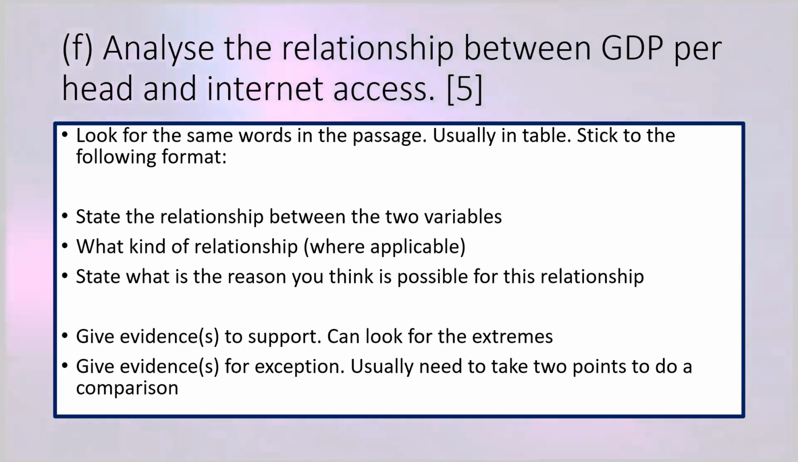Because it's an analyze question and a 5 mark question, you've got to look for evidence to support. One tip is to look for extremities in the question. Then give evidence for that, and also look for the contrary, which is the exception. What I'm noticing is that where possible, they're comparing. Now how do you do this?